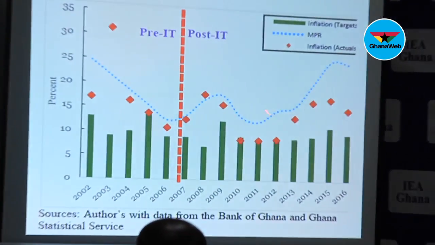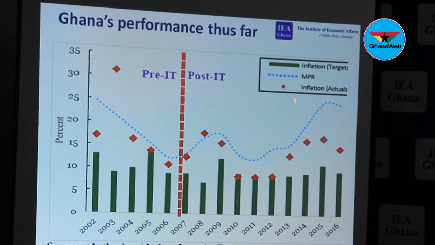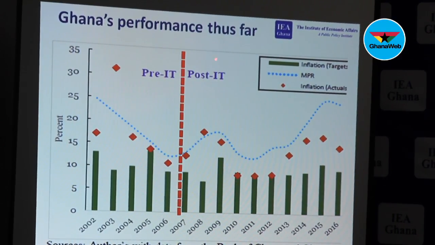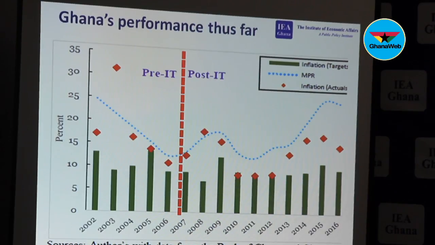Seven out of 10 times after we implemented inflation targeting, the target has been missed. You can see that these are the targets and these are the actuals, and it's only 3 out of 10 where we've been able to come close to the target. It's not too much of a problem missing a target, but sometimes it can lead to reputational and credibility damage to the central bank, and the central bank can easily fall into time inconsistency problems, and that can weaken its ability to affect inflation.